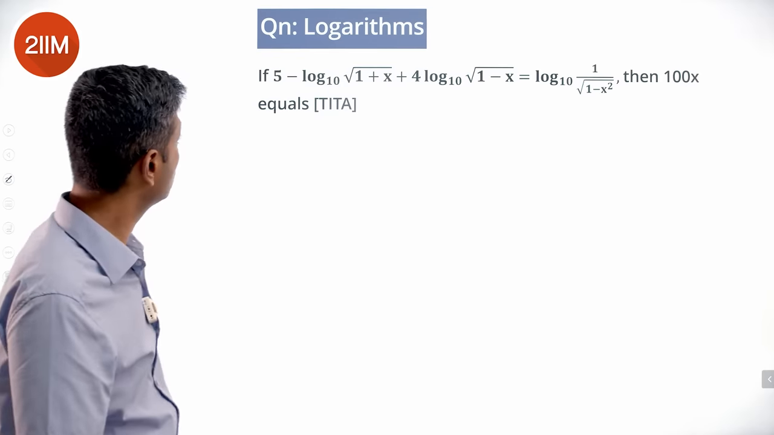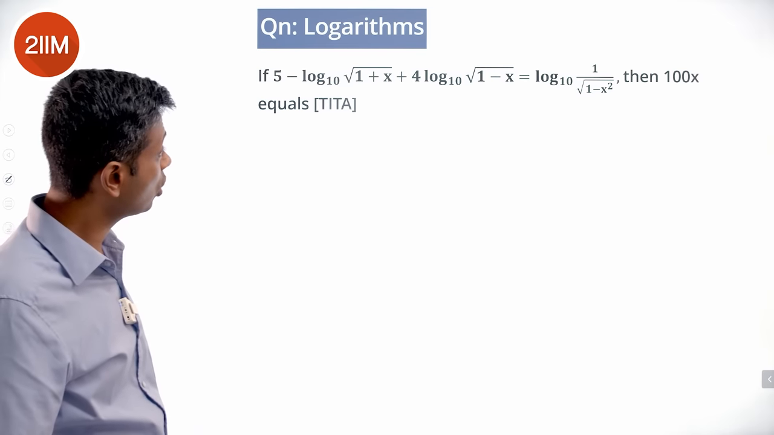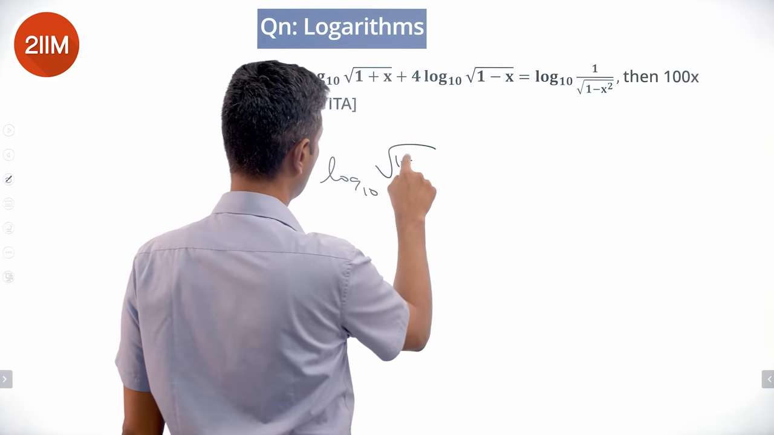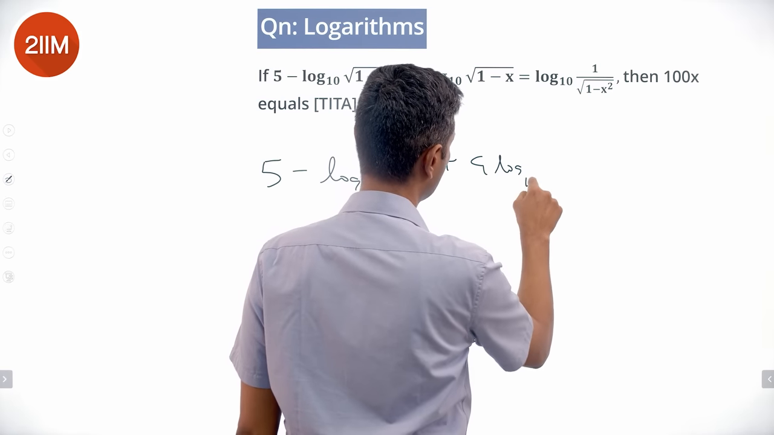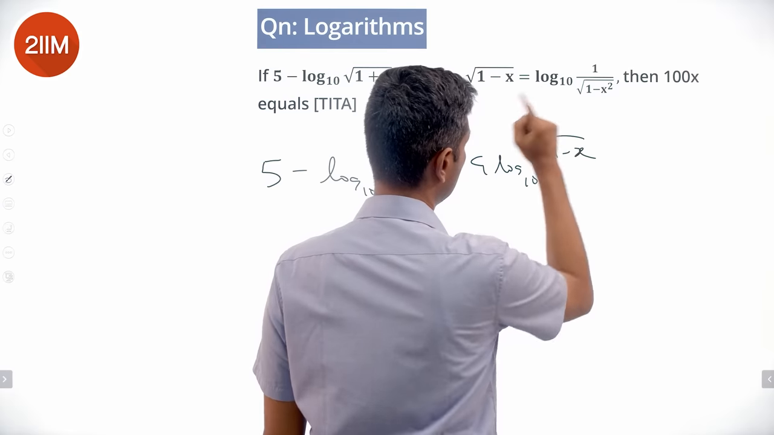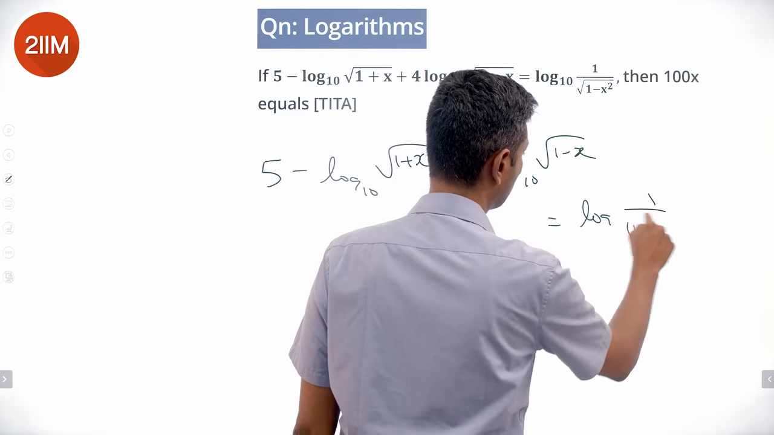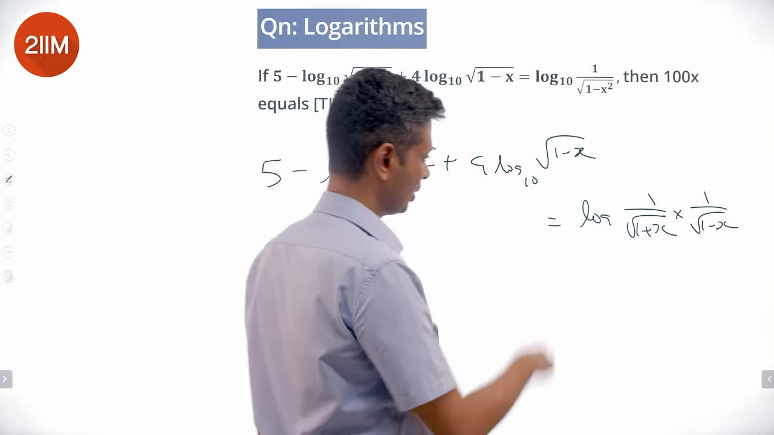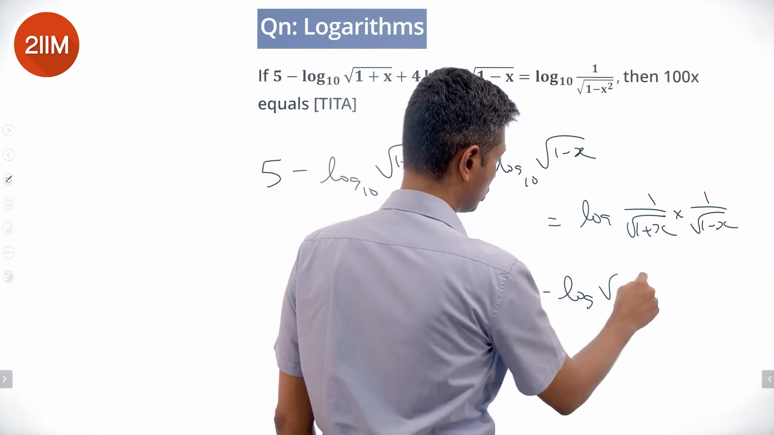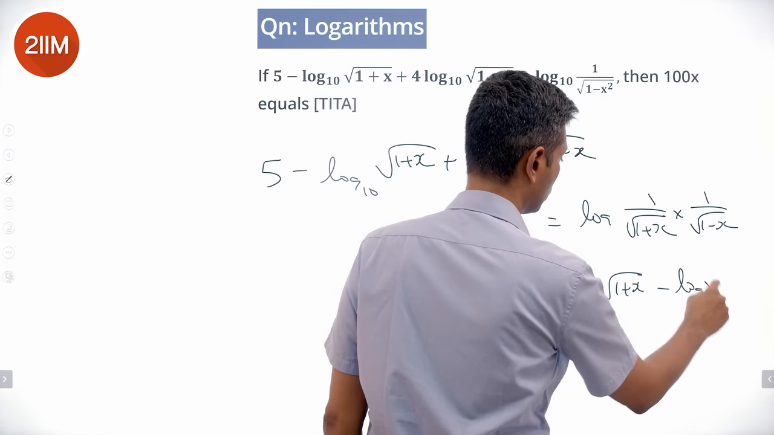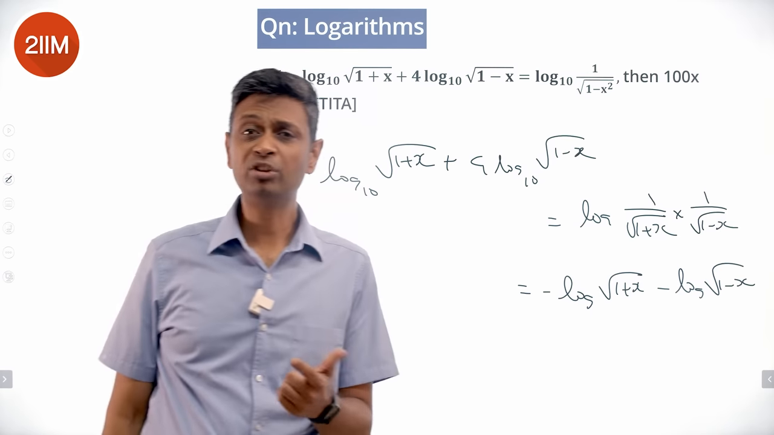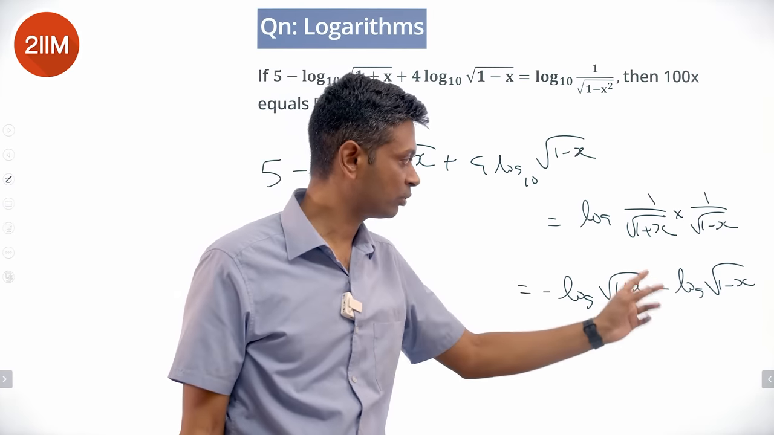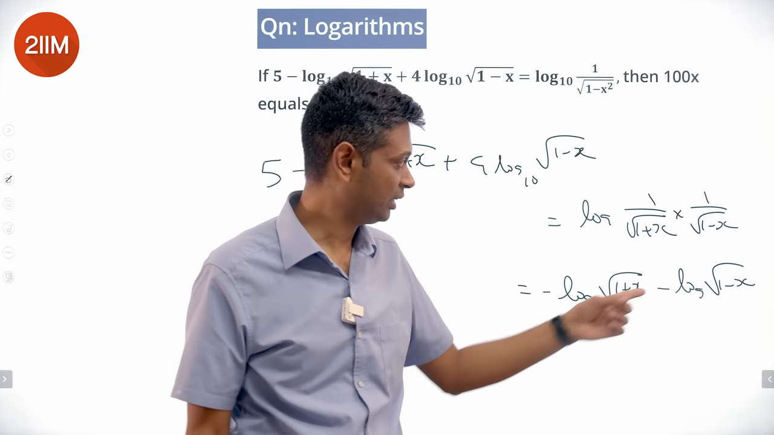5 minus log square root of 1 plus x to the base 10 plus 4 log square root of 1 minus x to the base 10 equals that. So 5 minus log to the base 10 of square root of 1 plus x plus 4 log to the base 10 of square root of 1 minus x equals, this can be broken as log of 1 by square root of 1 plus x into 1 by square root of 1 minus x. Or this side is minus log of square root of 1 plus x minus log of square root of 1 minus x. Log AB is log A plus log B. Log of 1 by A is minus log A. Log of 1 by B is minus log B. 1 by B is B power minus 1. The idea we're using here.